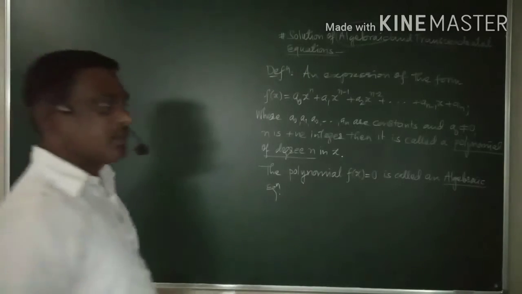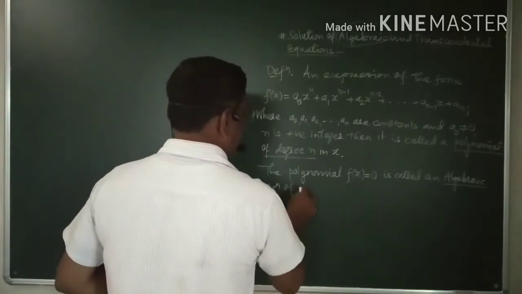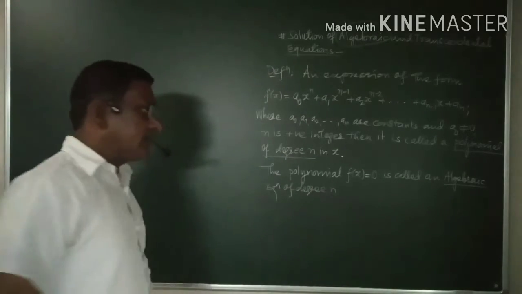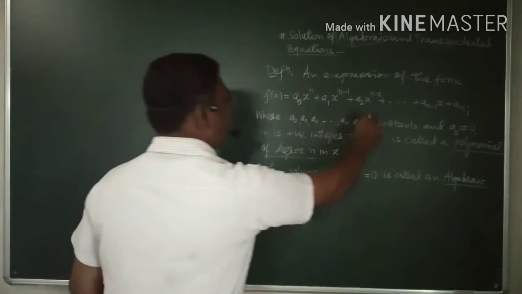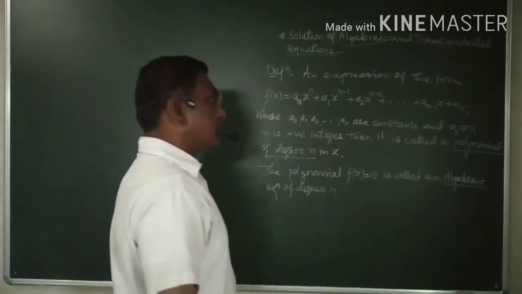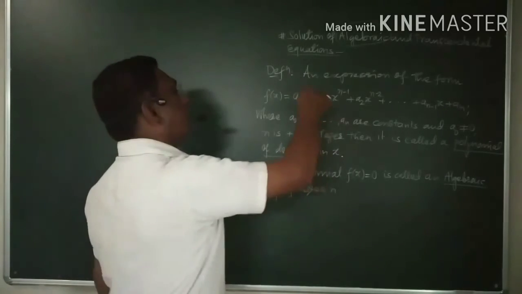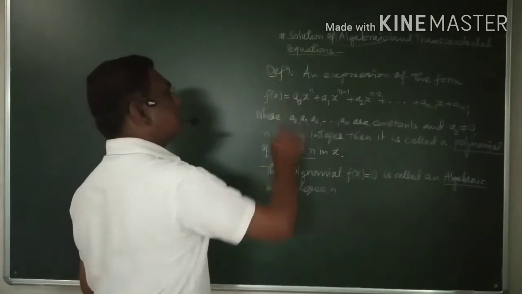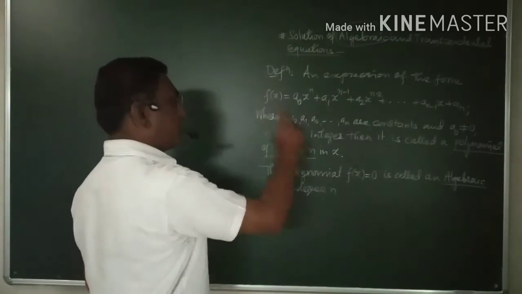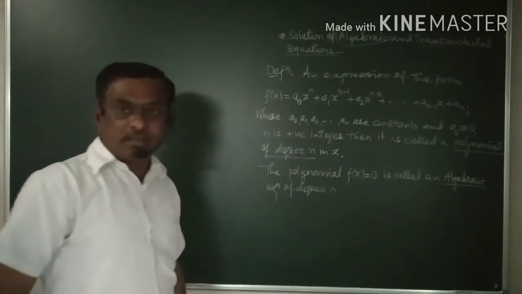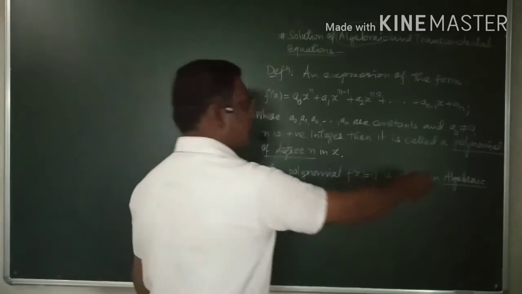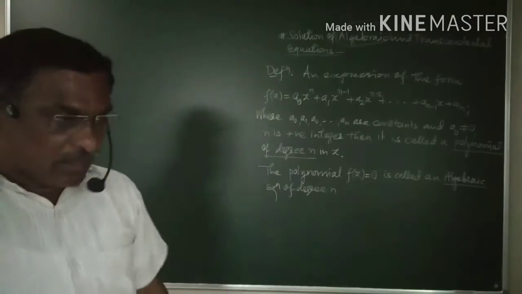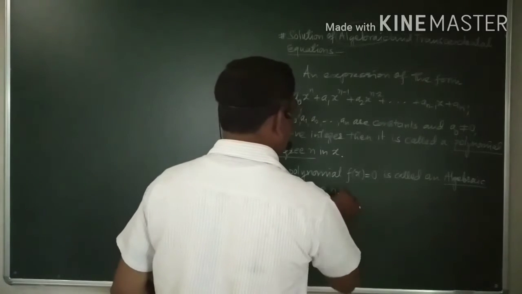This is an algebraic equation, of course, of degree n. If I have this as a polynomial of degree n, where not all the coefficients are constant, so that the coefficient of the highest power of x is not 0 and is a positive integer, then it is called a polynomial of degree n in x. And if I equate it to 0, then it is called an algebraic equation of degree n. Now, what will be the solution of this equation?